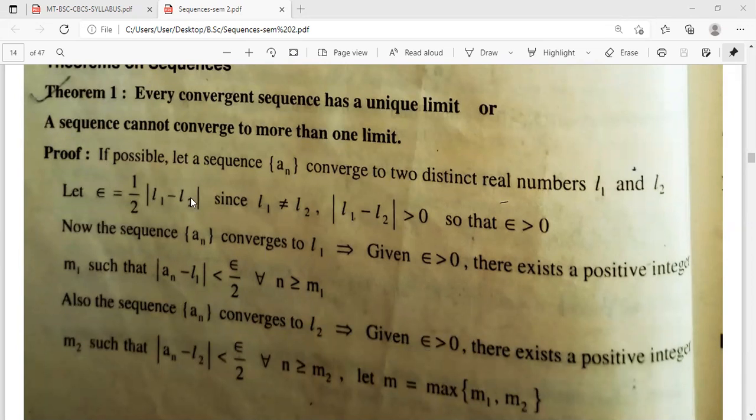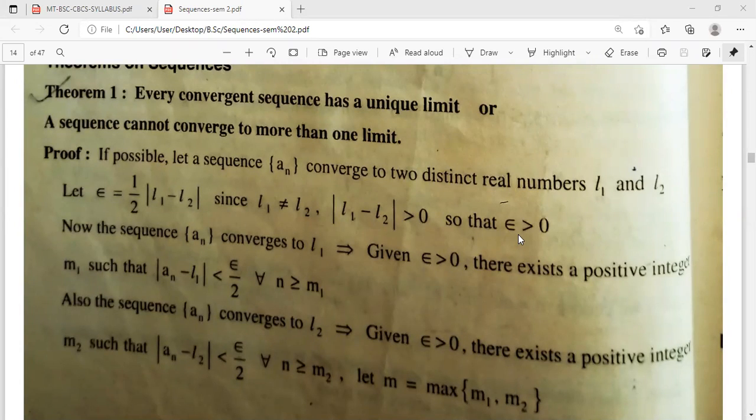Okay. Now, in the proof, if possible, let's say the sequence a_n converges to two distinct real numbers. Distinct means different. Okay, the real numbers L1 and L2. Let epsilon equal half of modulus of L1 minus L2. Since L1 is not equal to L2, modulus of L1 minus L2 is greater than 0. So epsilon is greater than 0. This we have to write.